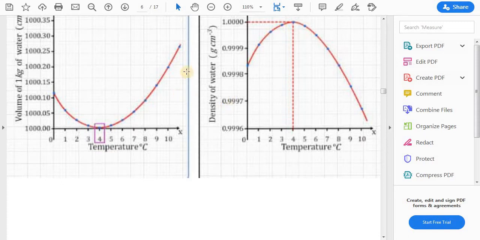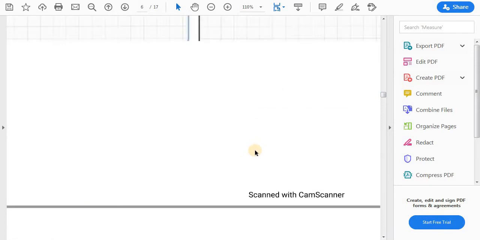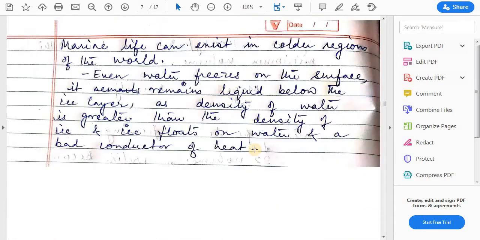Next, go to next point. Now, the advantage of this is that marine life can exist in colder regions of the world. Water freezes on the surface, it remains liquid below the ice layer. Why? Because ice doesn't allow temperature to go inside, because ice is a bad conductor of heat.